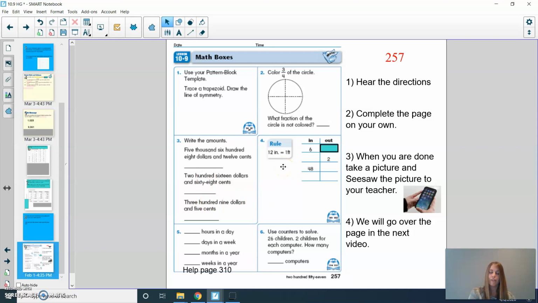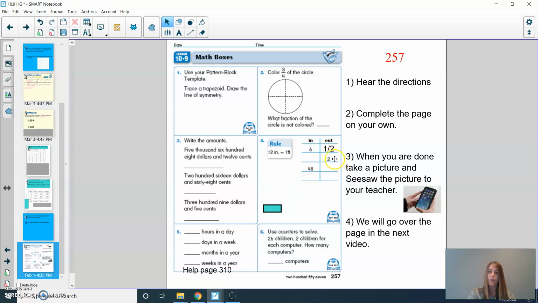Now for question number 4, look carefully at question number 4. The rule is that 12 inches is the same thing as 1 foot. Now let's look at the first one together. What if I had 6 inches? What would I have? Would I have a whole foot? No. So what fraction of 1 foot would I have if I have 6 inches? If you said a half, that is correct. Now, boys and girls, the rest of these should be whole numbers.